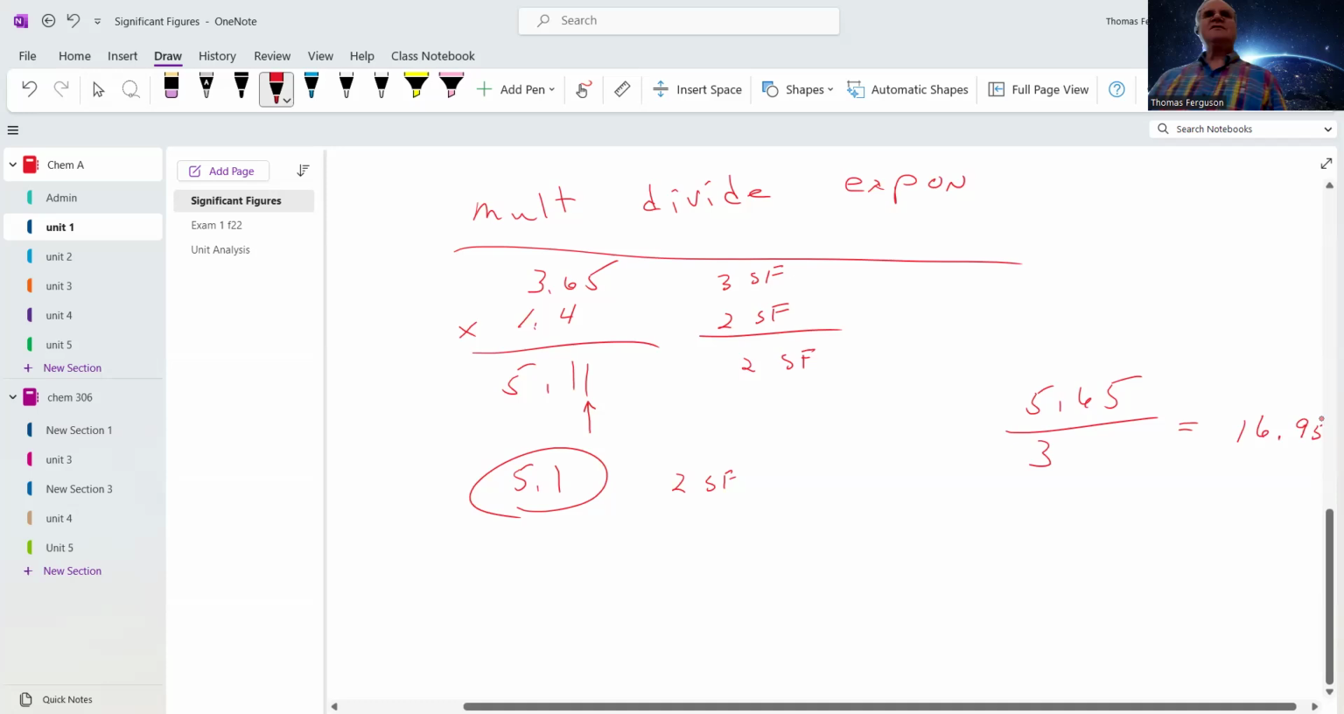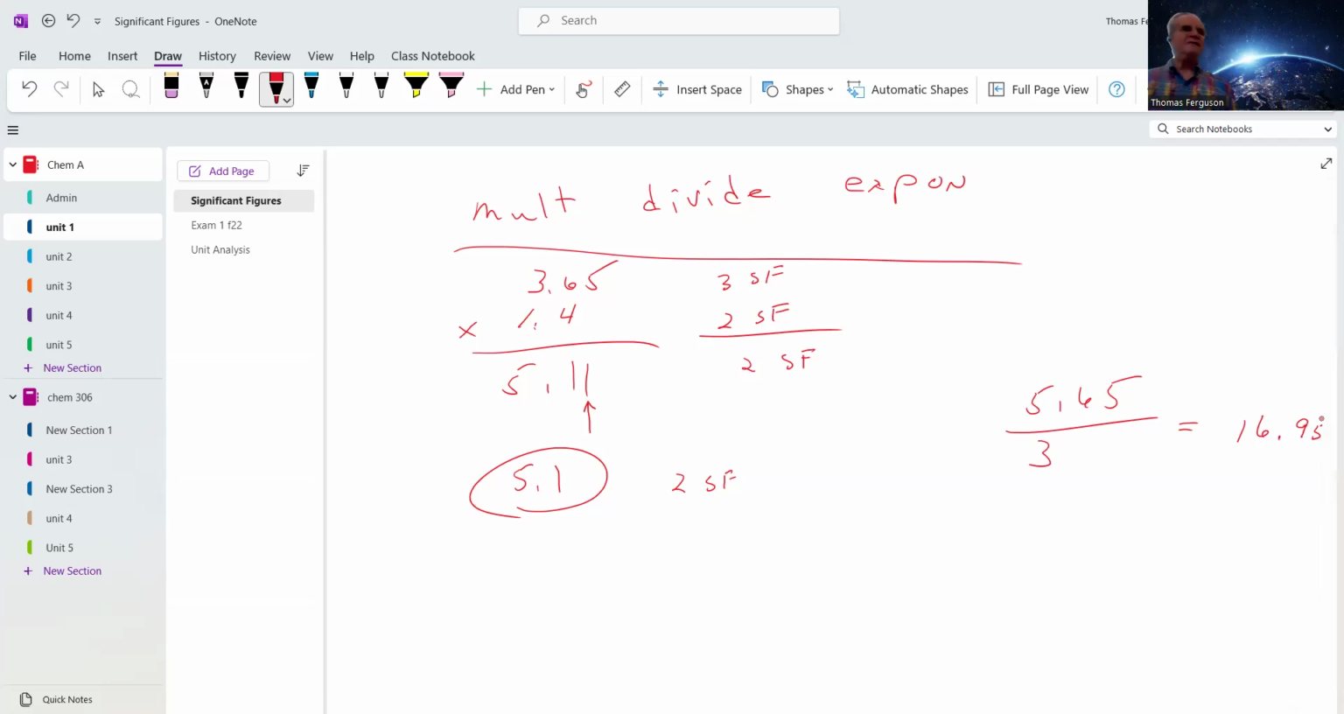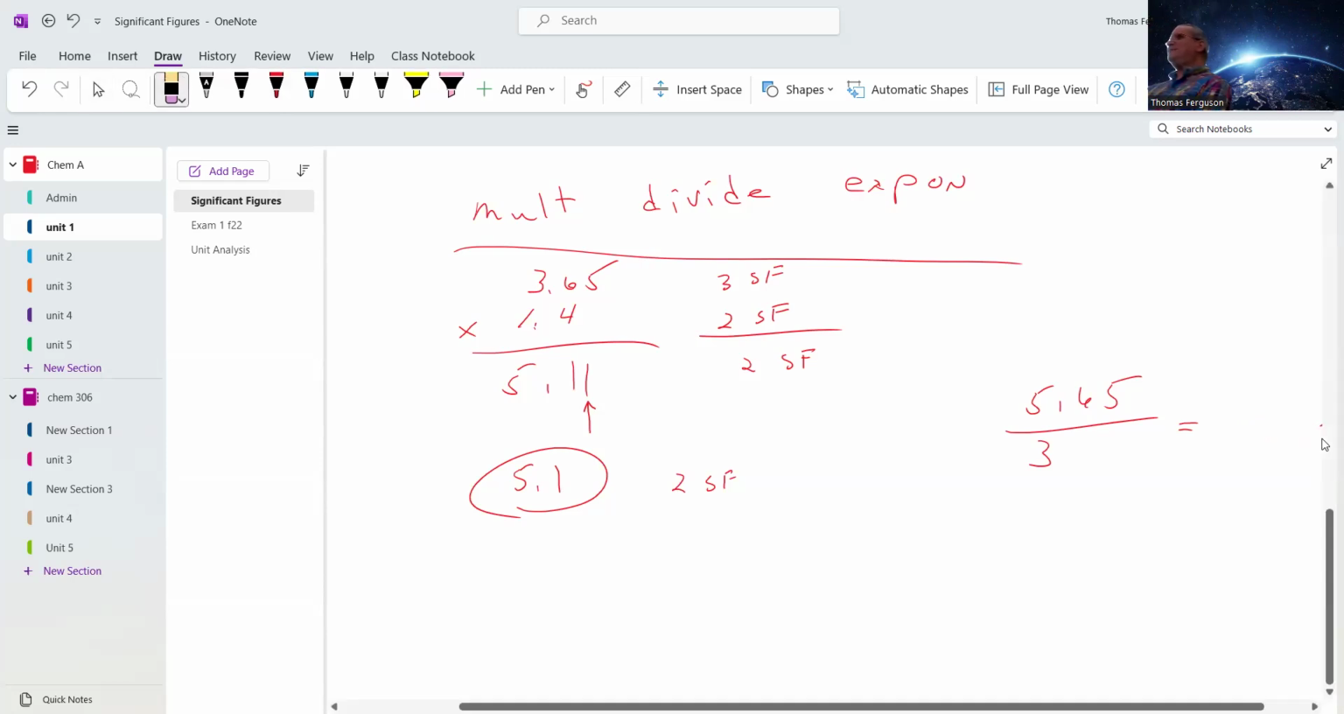Yes. Calculator gave me 16.95. All right, how many sig figs is 565? Oh, right. No, I totally agree with you. Oh, I hit the multiply sign. I multiplied 3 times 5. You've got to hit the right key on your calculator.